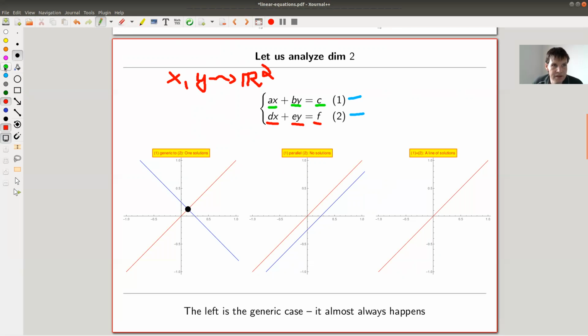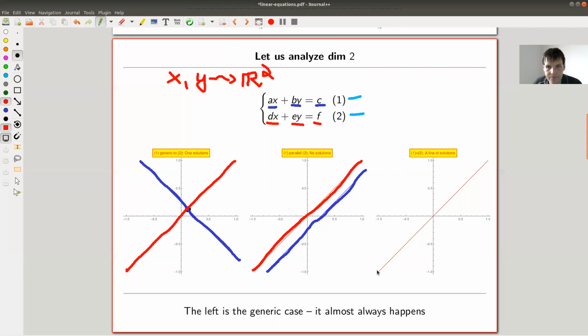Let's say I have a blue one and a red one, to be consistent with my pictures. Both of them will define a line. A blue line, depending on whatever a, b, c are, could be like this. And a red line, depending on whatever d, e, f are, could be like this. So both of them define a line.